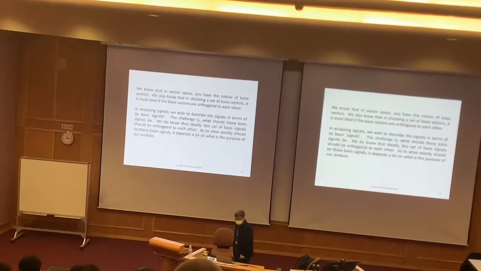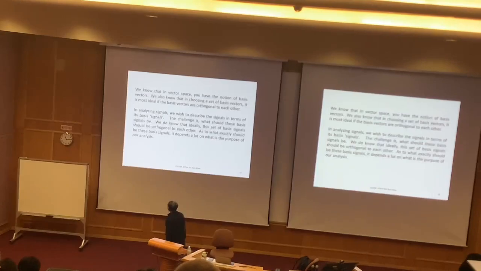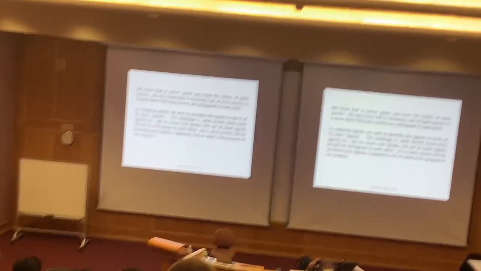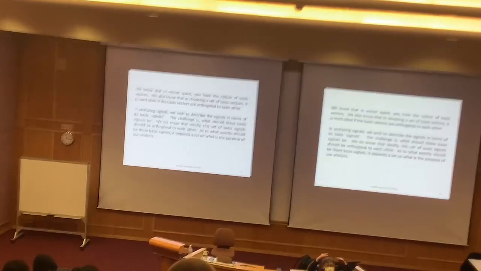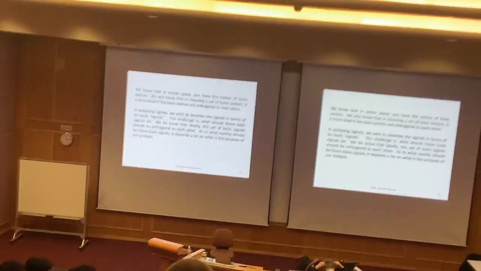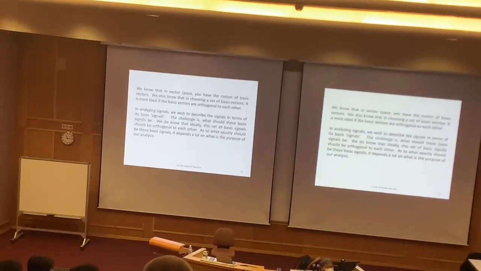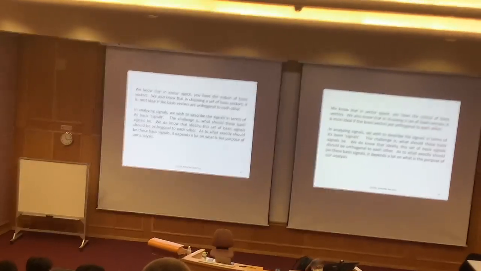Now we know that in vector space, you have the notion of basis vectors, right? And we also know that when choosing a set of basis vectors, it is most ideal if the vectors are orthogonal to each other. We all agree orthogonality is useful, right? Imagine if the sine waves and cosine waves are not orthogonal to each other. You have a lot of problems, right? Because they're orthogonal to each other, I know that there will only be one vector that will respond. If I say sine 5 hertz, only sine 5 hertz will respond, right?